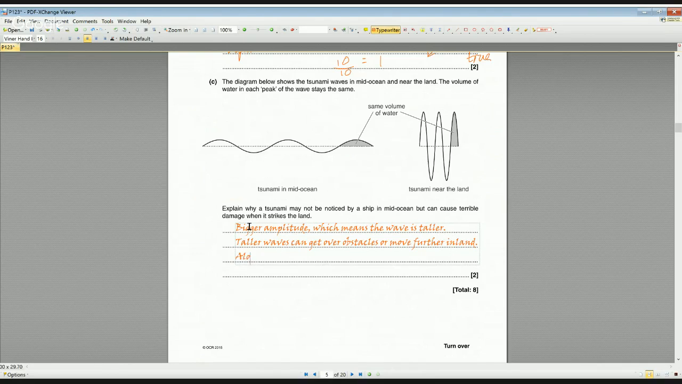Also, taller waves will have more potential energy. If you think about it, this is a bit of P4, I suppose, but even though there's the same amount of water in each wave here, the water in the taller wave will have more potential energy. So that potential energy at the top of the wave will come crashing down on people and on homes. So it causes a lot more damage. So a taller wave is more dangerous.